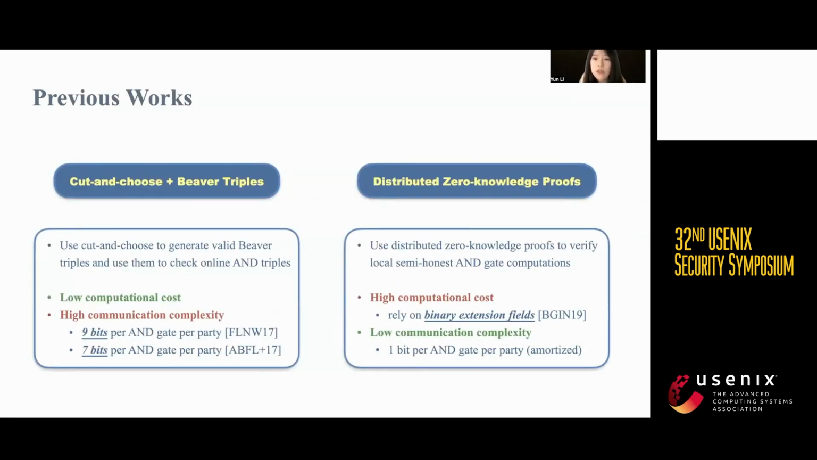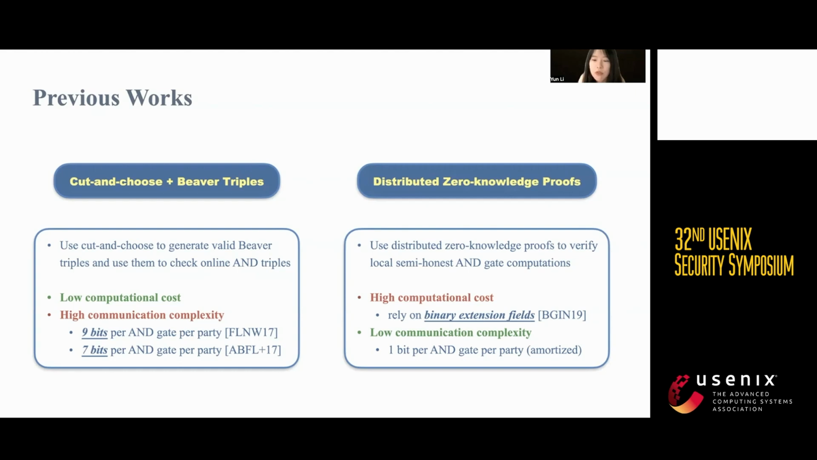One of the state-of-the-art works in this line of research is the one based on cut-and-choose and Beaver triples. This approach has low computational cost, but incurs high communication cost. In the work of FLNW17, each party needs to communicate 9 bits per AND gate. And the follow-up work, ABFL+17, also needs to communicate 7 bits per AND gate per party.